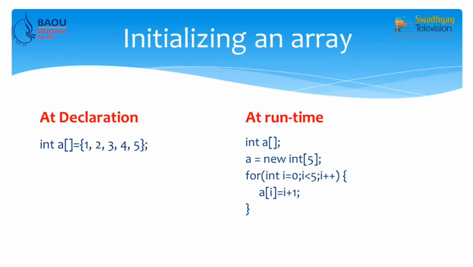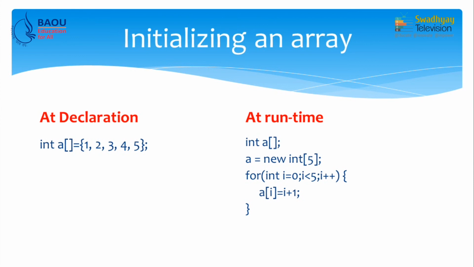We can initialize an array at declaration as well as at runtime. For example, while you are declaring an array, you can always initialize its elements. Here in the first case we specify empty brackets and then the equal to sign, and in curly brackets we specify the elements of the array separated by commas, and at the end we write a semicolon. Now, the same thing can be achieved at runtime. In the second case, initially we declare the array as empty, then we actually allocate memory for A by writing new int and its size is 5.